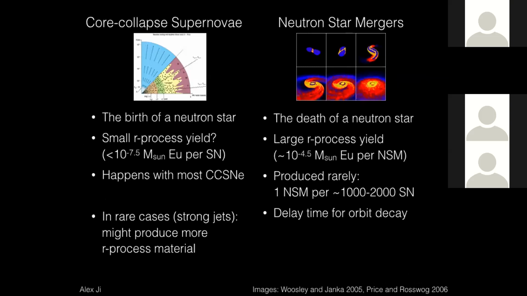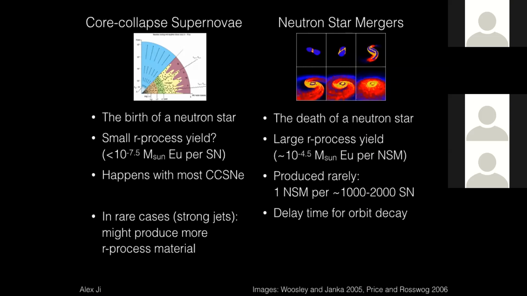It's really unclear if this actually can make the R process. The problem is that the material that comes off tends to not be sufficiently neutron rich. But if it does happen, then it would happen pretty often. It would happen in basically most core collapse supernovae. Every once in a while, in rare cases, your core collapse supernova might have a different type of explosion mechanism, in particular launching really strong jets. And in those cases, you might be able to produce a lot more R-process material.